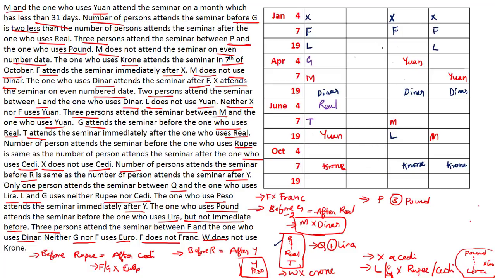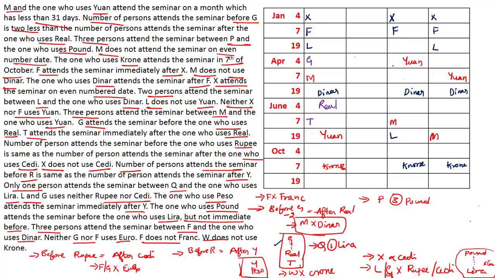The next one is G can be here. If G is here, before G there are 2 persons. That means after Real there should be 4 persons, 1, 2, 3, 4. Real has to be placed here. Real can be at this particular place. But immediately after Real, T has to be placed, right? That is not possible. T cannot be placed here because L is already there. So this gets eliminated. G cannot be at this place.